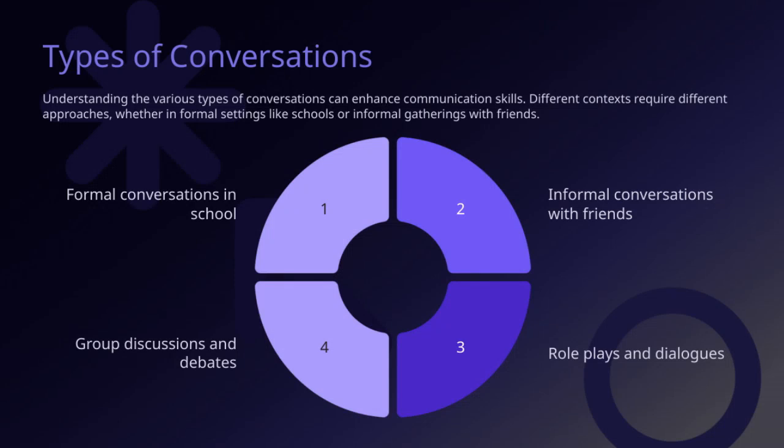Now, let's explore the different types of conversations we engage in. First, we have informal conversations with friends. These are relaxed and spontaneous, helping us build connections and share our thoughts openly. Then, there are group discussions and debates, which are more structured and often happen in classrooms or meetings. These require us to express our ideas clearly and listen to others. Lastly, we have formal conversations in school or professional settings, where etiquette and clarity are especially important.